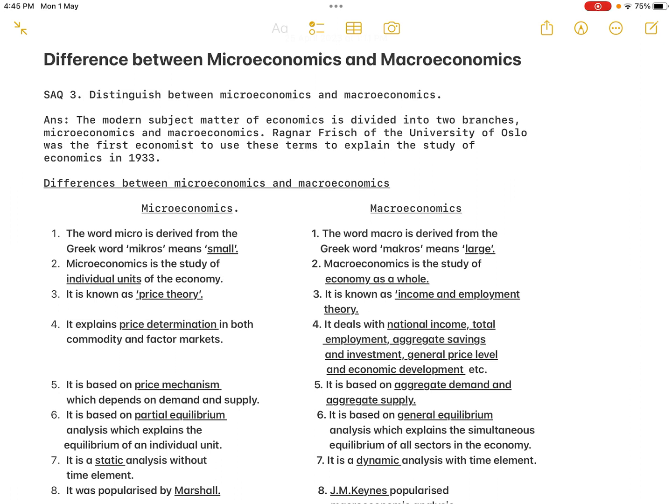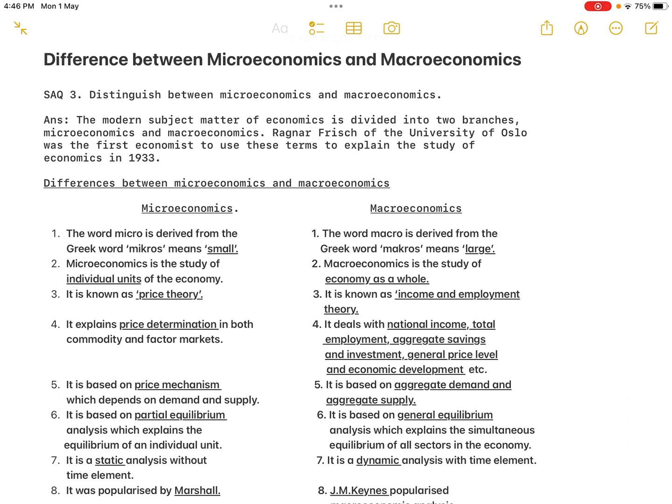Microeconomics studies the individual savings, but macroeconomics studies the total savings and investment of the country. Microeconomics studies the price determination of an individual commodity, but macroeconomics studies the general price level, that is the prices of all the goods and services in the country. So macroeconomics is the study of the economy as a whole.